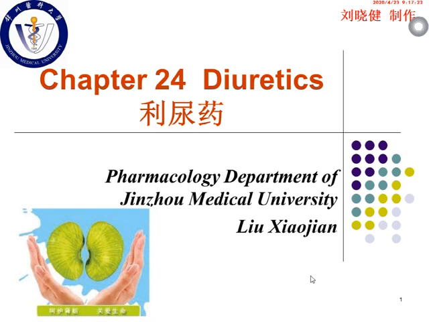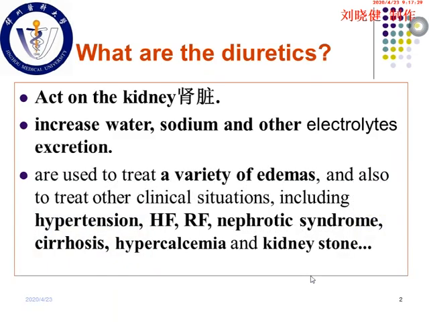Today you are going to study a new chapter, Diuretics. What are the diuretics? Maybe you are asking. Actually, they are the drugs acting on the kidneys to promote urine production and excretion. And urine is the main way for water, electrolytes, and metabolized substances in the body to be excreted.